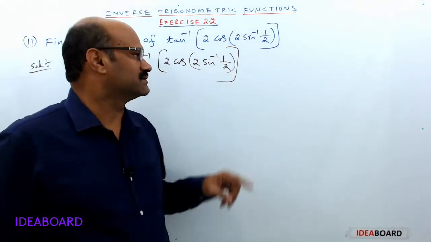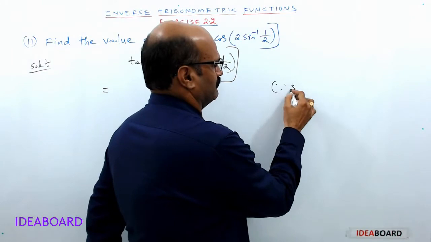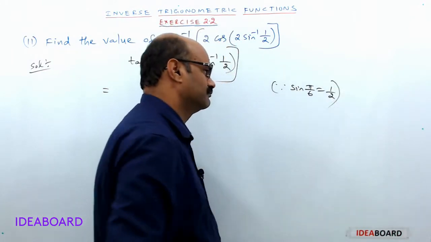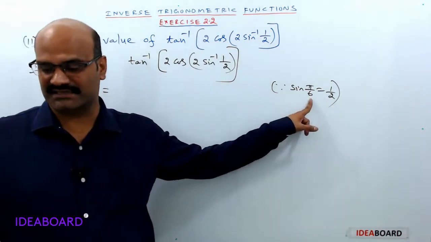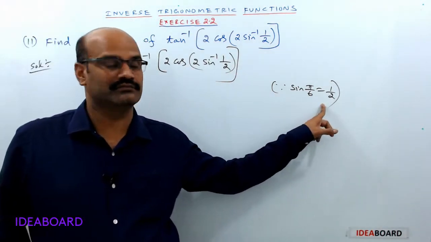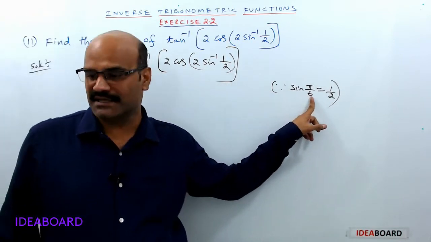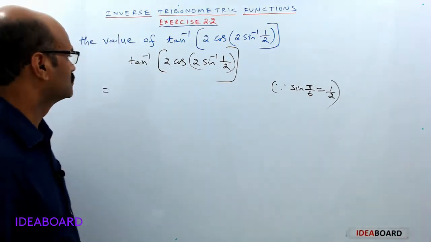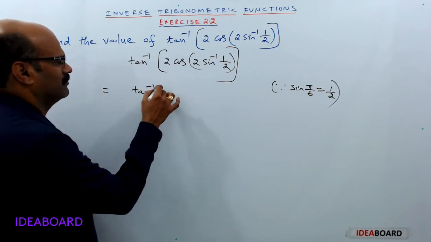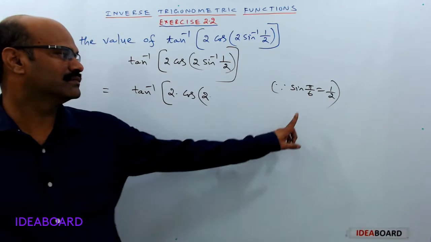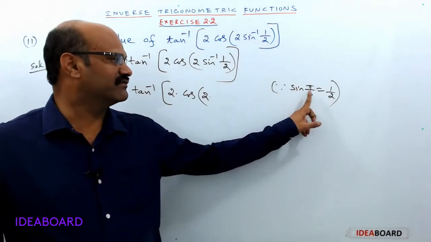We know that sin 30 equal to 1 by 2. Then pi by 6 equal to sin inverse of 1 by 2. So here sin inverse of 1 by 2 can be taken as pi by 6. So tan inverse of 2 into cos of 2 into pi by 6, since pi by 6 equals sin inverse of 1 by 2.